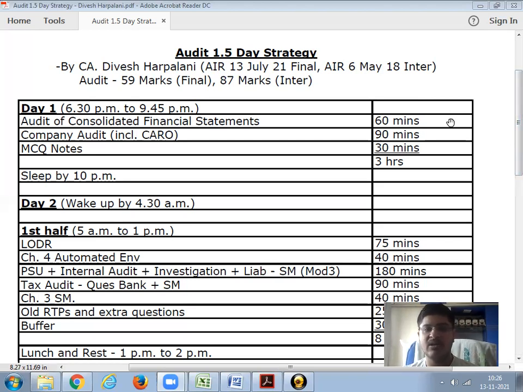MCQ notes, what are MCQ notes? Just briefly stating, whatever MCQ booklet or MCQs ICAI had issued, whether it was RTPs, MTPs, whatever MCQ collection we had, you cannot really afford to revise all the MCQs the day before the exam. So I had prepared handwritten notes for the MCQs, just summary kind of notes.